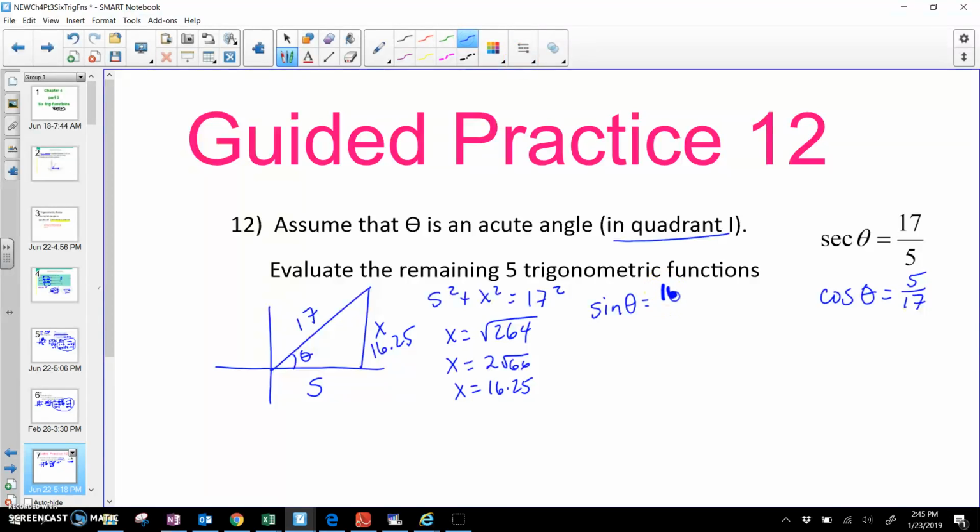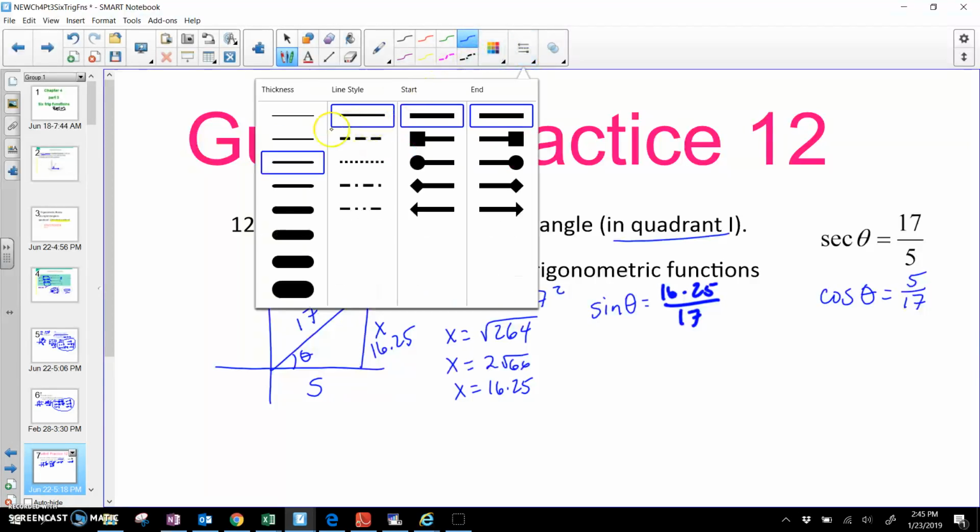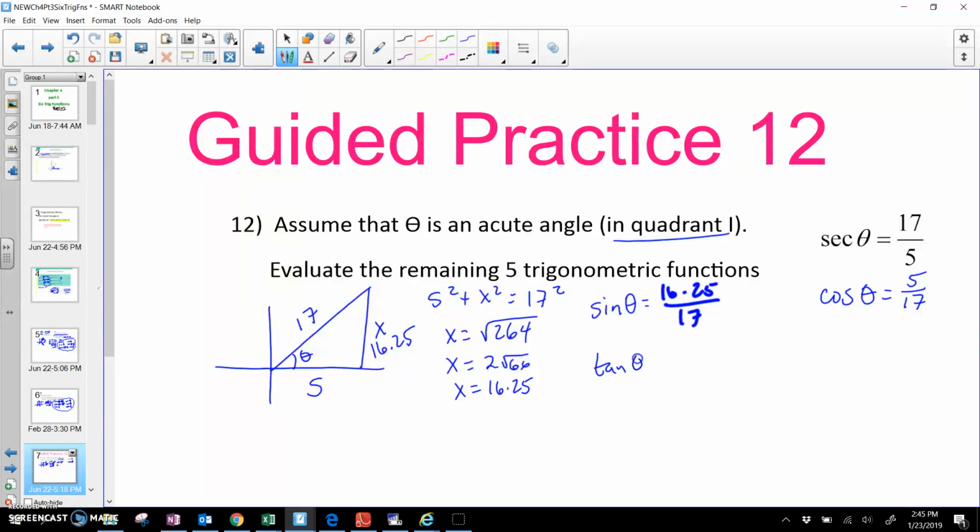So 16.25 over 17. And again, we already found cosine and secant, so the only one I need to find now is tangent of theta, which is opposite over adjacent, so 16.25 over 5. Then I find the reciprocal ones. Sine goes with cosecant of theta, so I'm going to flip these for that one. I get 17 over 16.25, and tangent goes with cotangent. So I'd get 5 over 16.25.